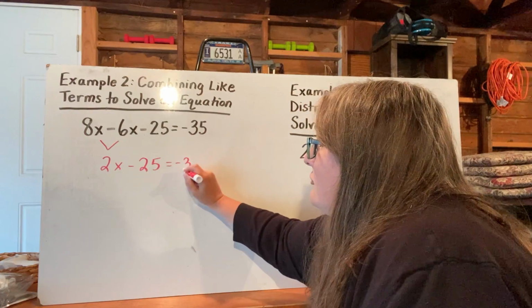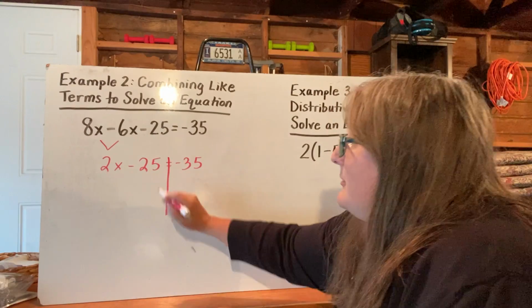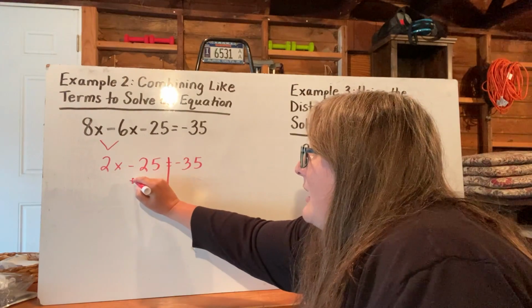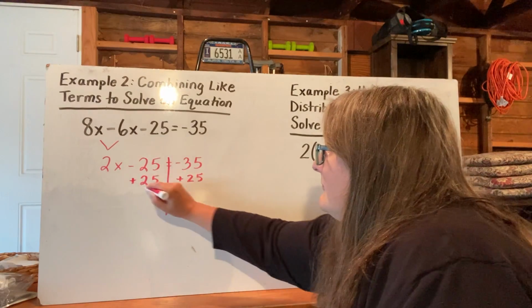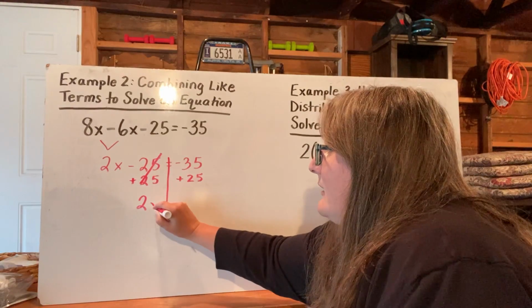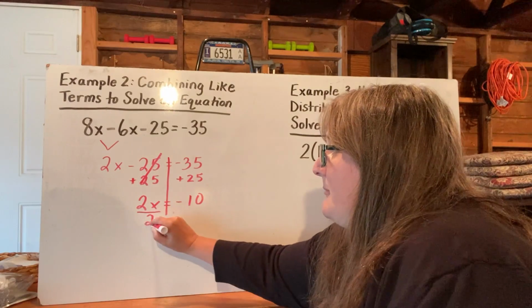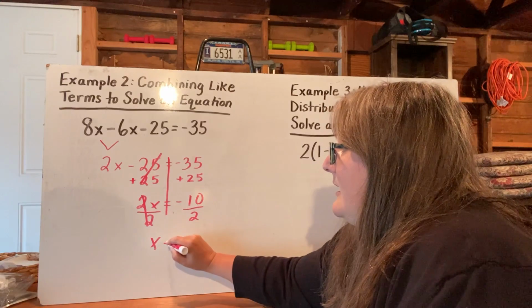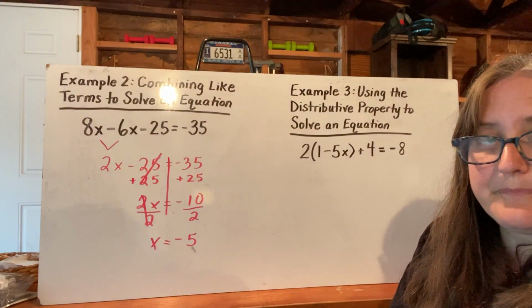Now that I've combined like terms, I can go on with solving my equation. So the first thing I'm going to do is get rid of that subtraction, that minus 25. I'm going to do that by adding 25 to each side. So I end up with 2x here equals negative 10. For my second step, I'll divide each side by 2. And I get x equals negative 5.